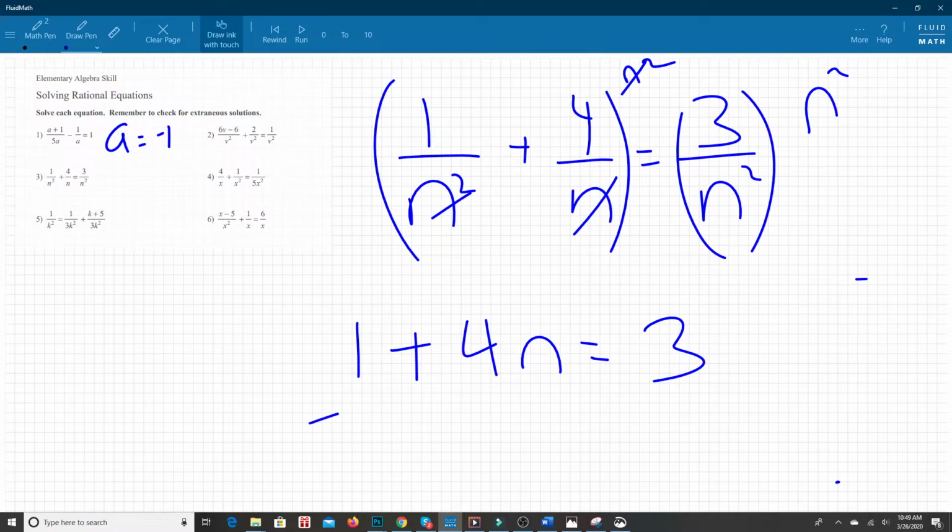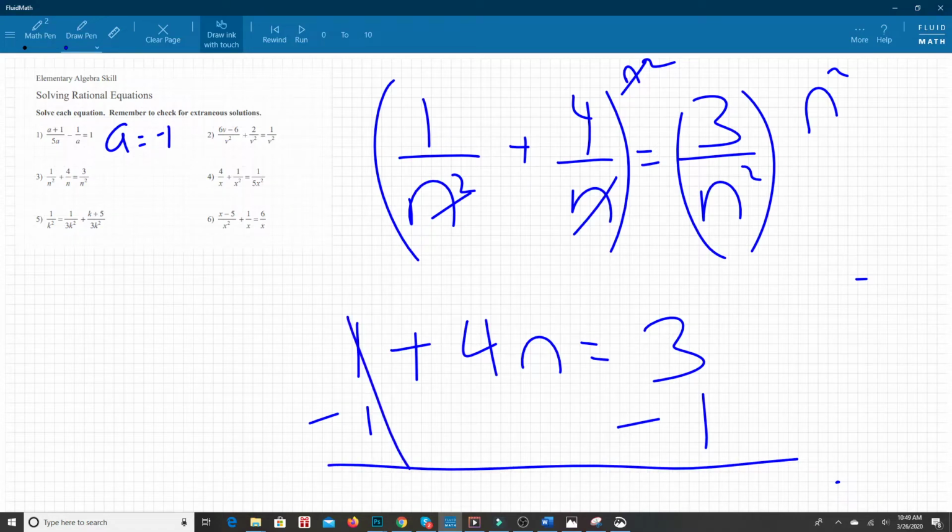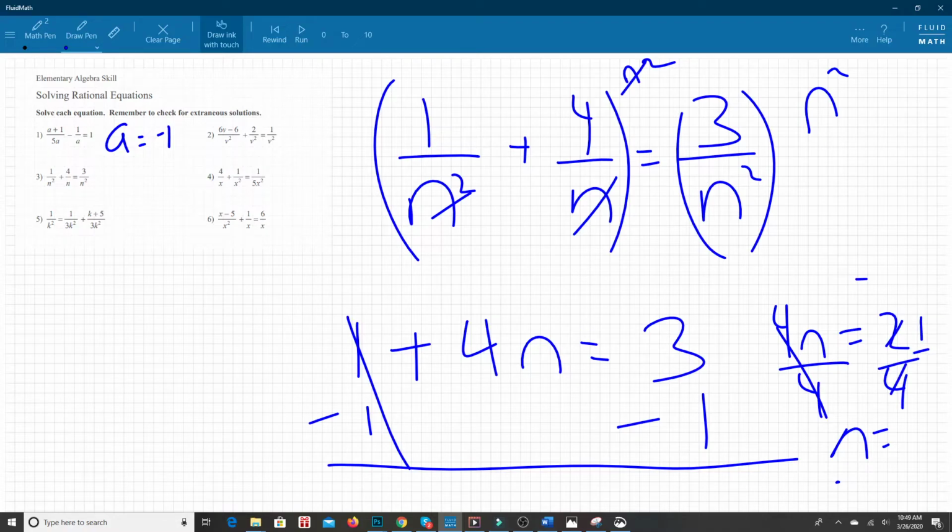So then I minus 1 on both sides. Cross out. Then I'm going to be left with 4n equaling 2, divided by 4, divided by 4. N equals, reduce that to 1/2.